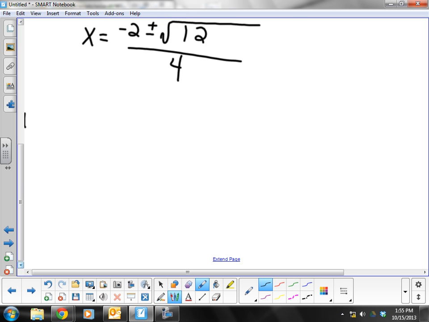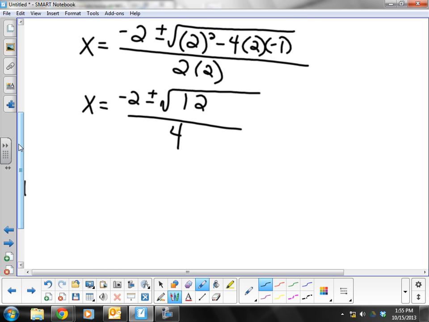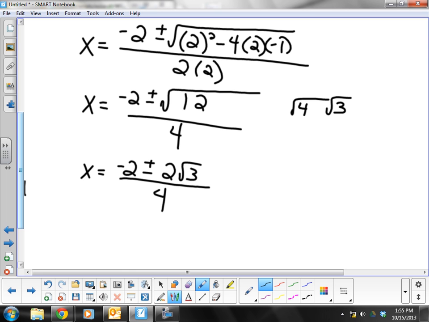Now, remember what we talked about before about these square roots? You look to see if there's a perfect square hidden inside there. And 12 is 4 times 3, right? So I've got x is equal to negative 2 plus or minus the square root of 4 times the square root of 3. Tell me how to rewrite it. What's the square root of 4? 2 times the square root of 3 over 4.